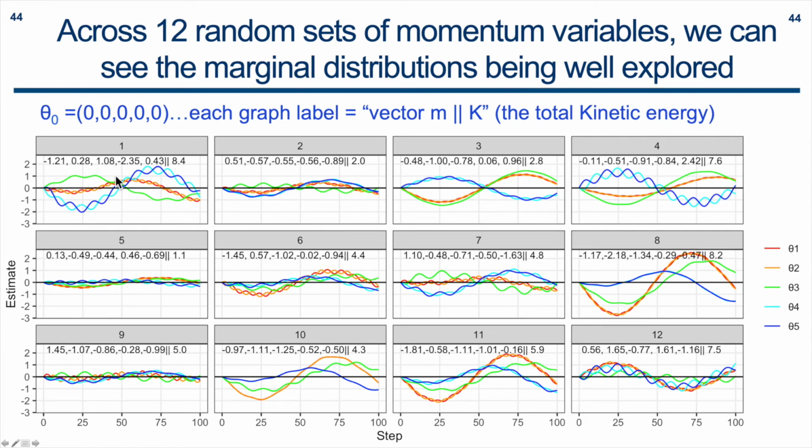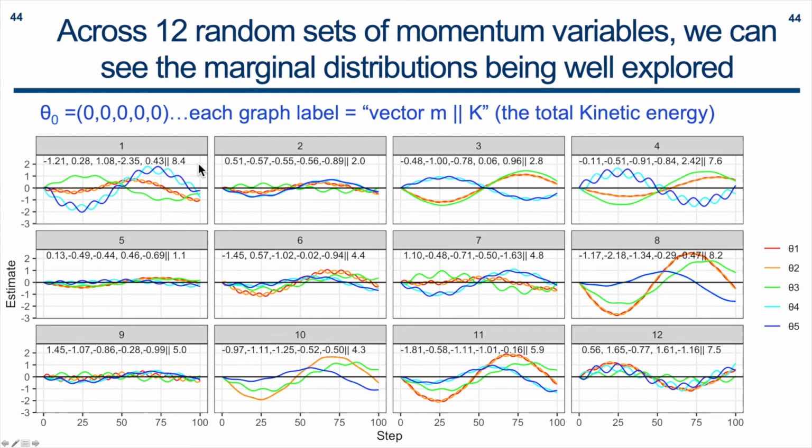In this first graph, we have our 5 momentum variables. What we can see here is the fourth momentum variable is large, it's minus 2.35. That corresponds to theta 4 here, which is the light blue. And what you see is that the value of theta 4 starts decreasing a lot because it has this negative value here. The number after the 2 bars is just the sum of the squares of these values.